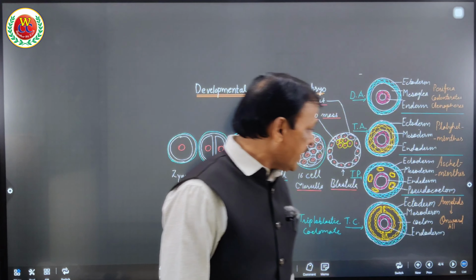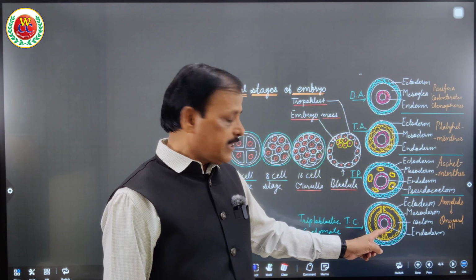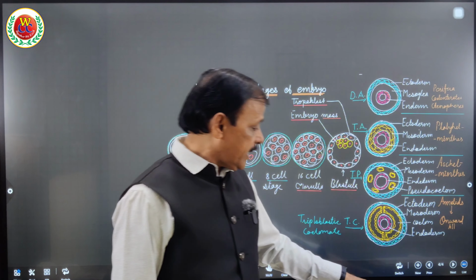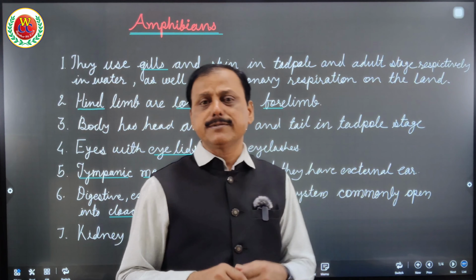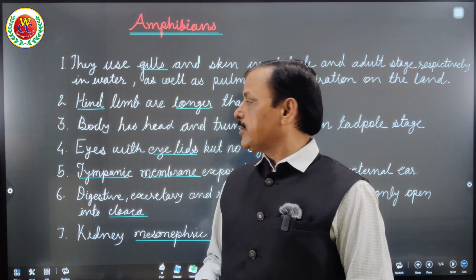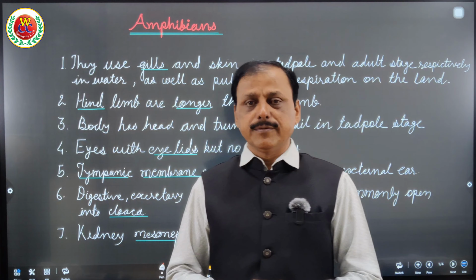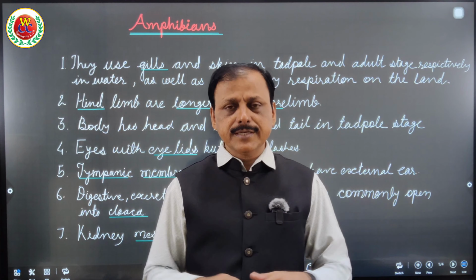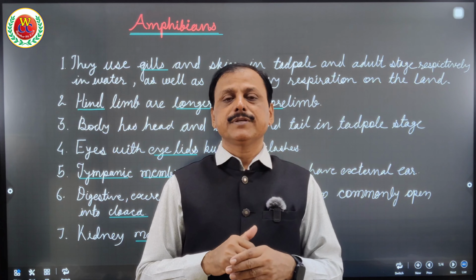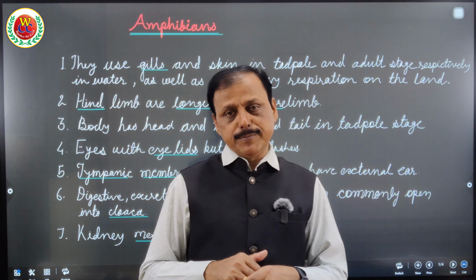Moreover, as always, we refer to this diagram: frogs are triploblastic coelomate, and therefore frog has all the systems well developed and well managed, so that they have efficiency to carry out their metabolism. I hope you got all the characteristics, as it is very easy. With that diagram you can remember the characteristics belonging to amphibians.